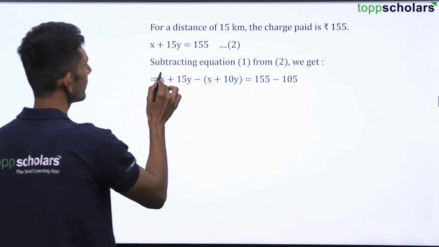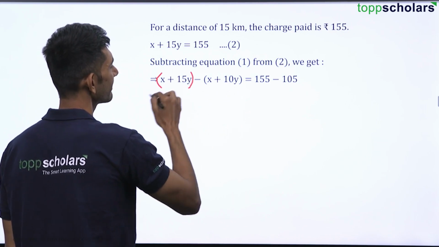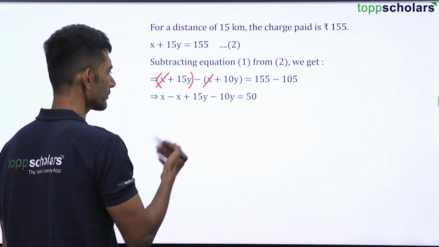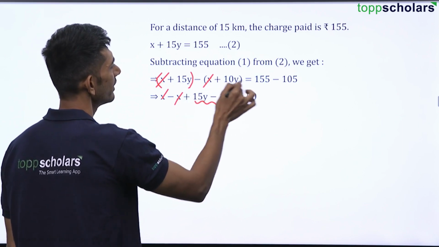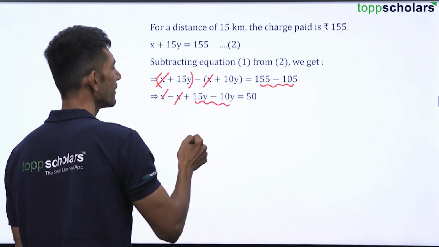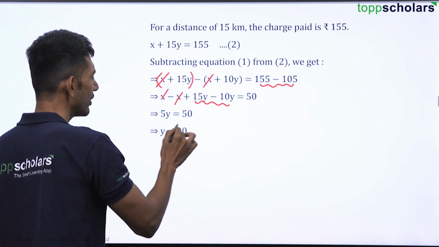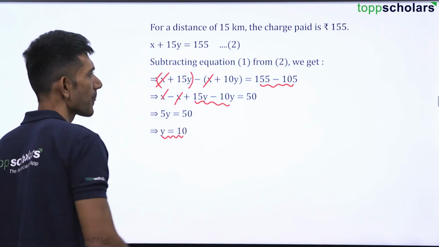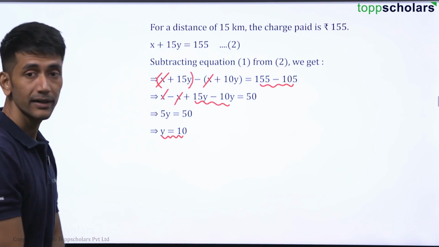Now we can subtract the two equations. This is X plus 15Y and the previous one is X plus 10Y. X gets cancelled in the next step, and then 15Y minus 10Y is 155 minus 105, which is 50. This becomes 5Y is equal to 50, and Y is equal to 50 divided by 5. So the value of Y that we get is 10.